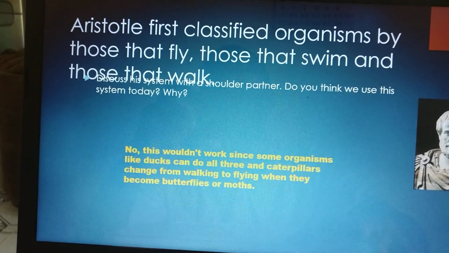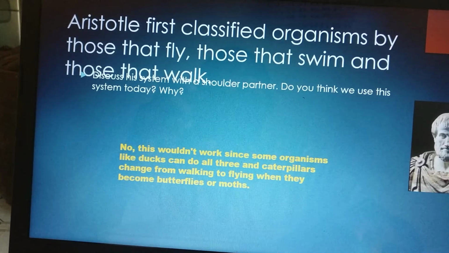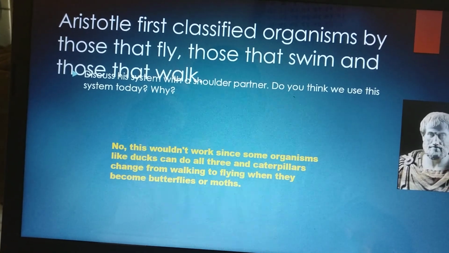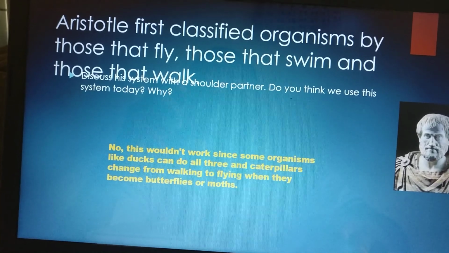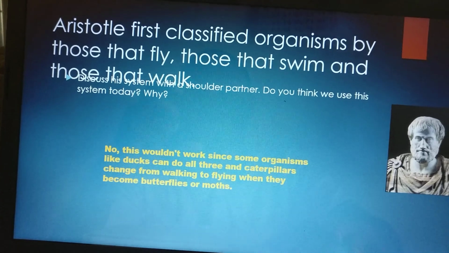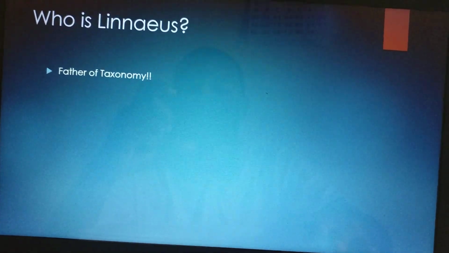The reason is that there are some organisms, like a duck, that can do all 3. A duck can walk, a duck can swim, and a duck can fly. And caterpillars change from walking to flying when they become butterflies or moths during their life cycle. So this system is not in use today.